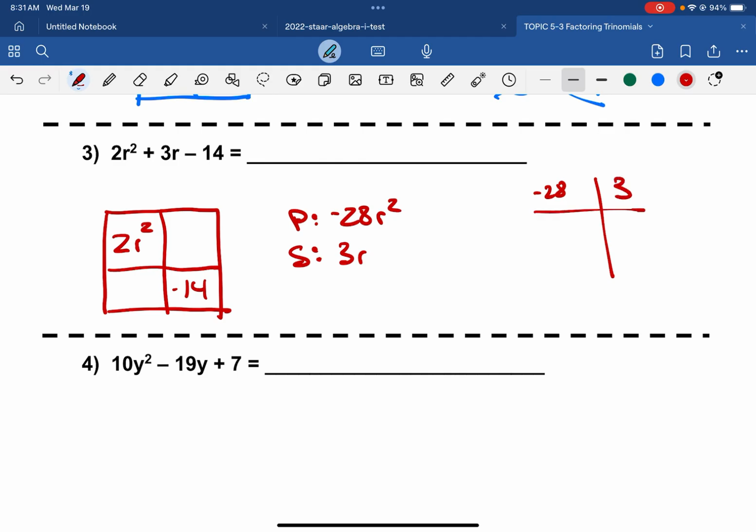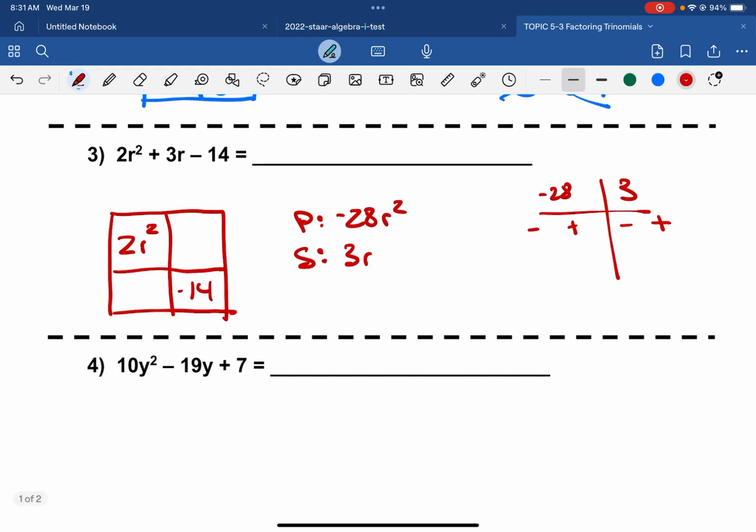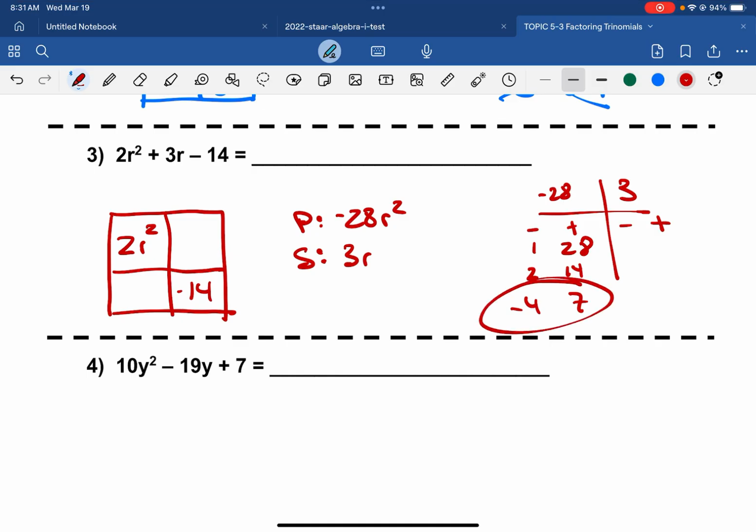In order to multiply to give us a negative, one's got to be negative, one's got to be positive. For them to add to be a positive, the larger one's got to be positive. So small number is negative, larger number positive. So I'm going to go through my factors. 1 and 28 doesn't add to 3, or have, in this case, kind of a difference. 2 and 14 doesn't add to 3. 3 doesn't go into 28. 4 goes into 28 7 times, and that has a difference of 3. Negative 4 and a positive 7 does add to a positive 3. So those are my numbers.